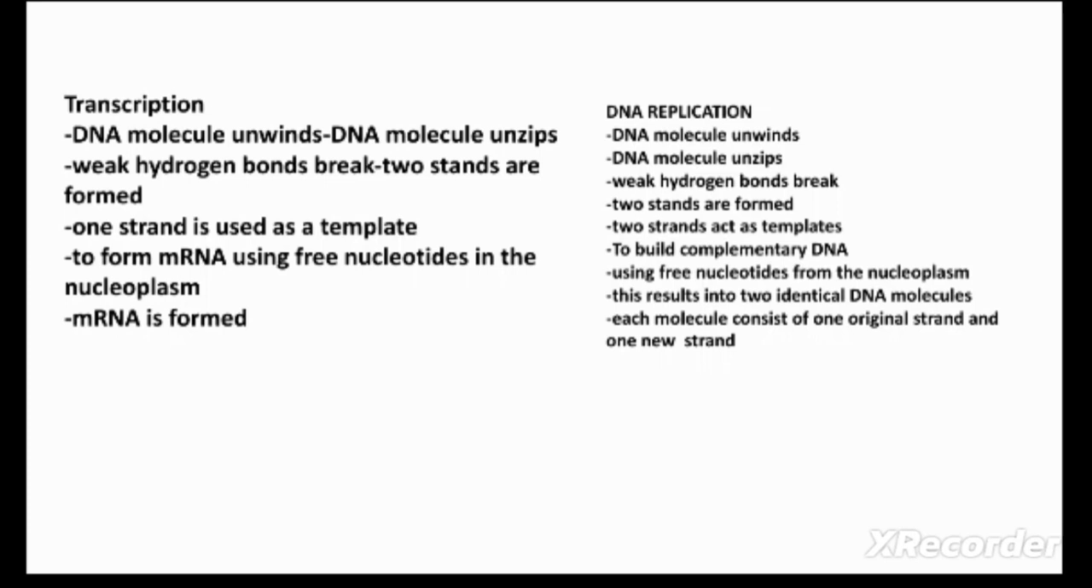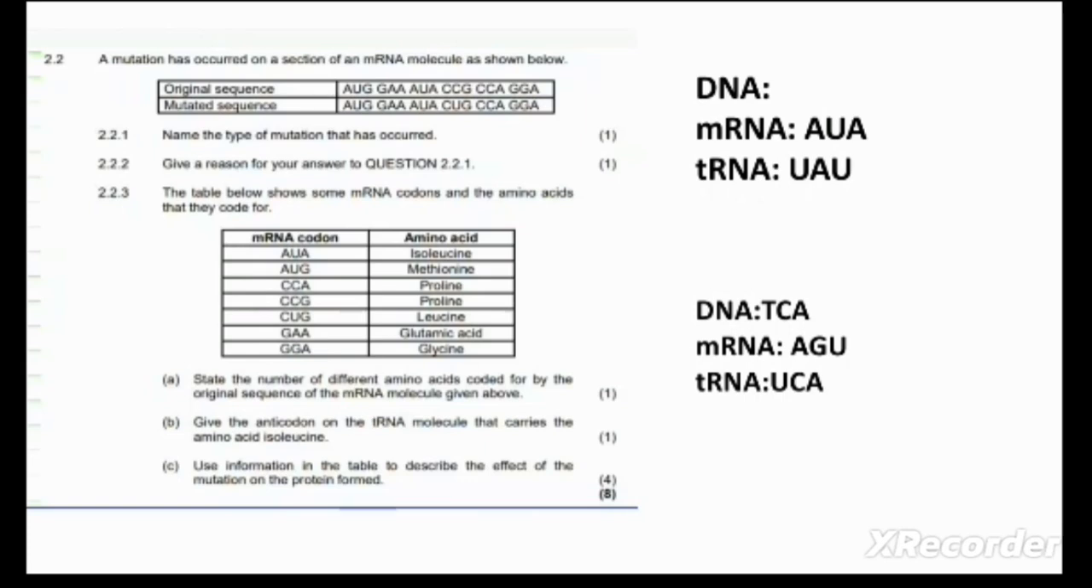We have a mutation that occurred on a section of an mRNA molecule as shown below. Let's look at the original sequence. It has AUG, GGA, AUA, CCG, CCA, GGA. And the mutated sequence is the same as the original, but the difference is that instead of CCG, there's CUG. So they say name the type of mutation. The mutation is gene mutation.